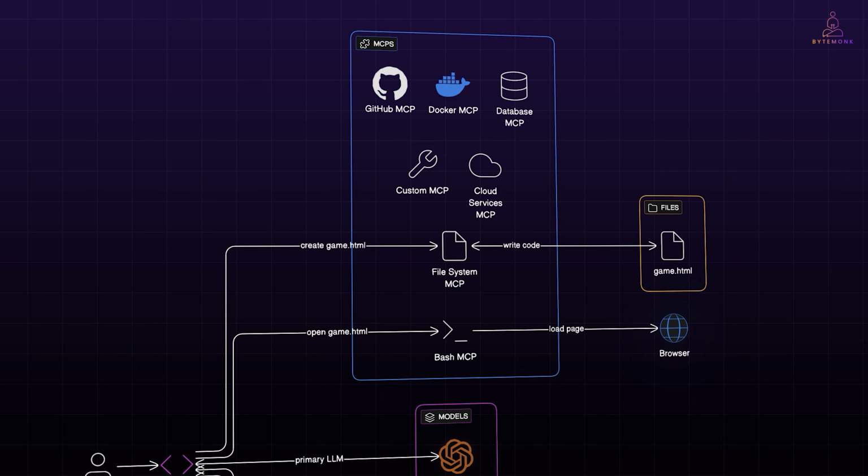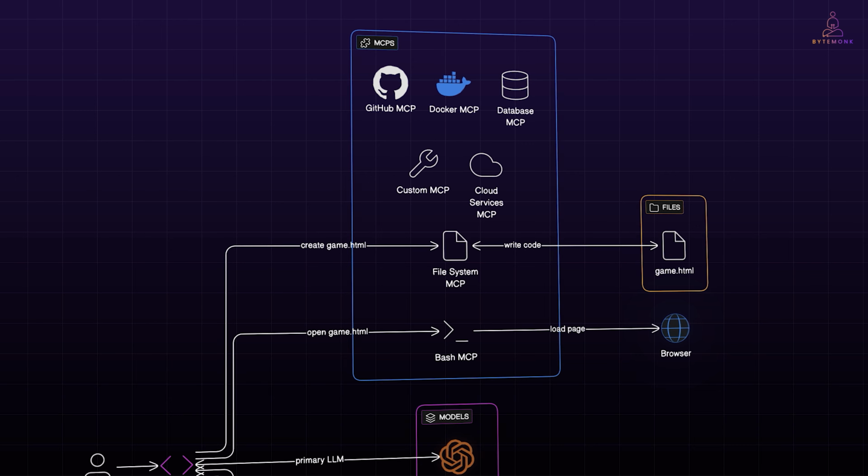So when I told Goose the gravity was too high, it didn't just blindly change numbers. It read the existing file, analyzed the physics code, understood which variables controlled falling speed, calculated appropriate values based on my feedback, and regenerated the file. That's autonomous problem solving, not just code generation.